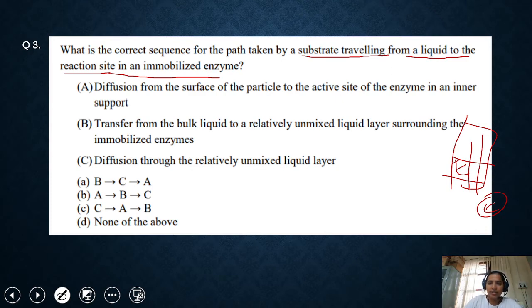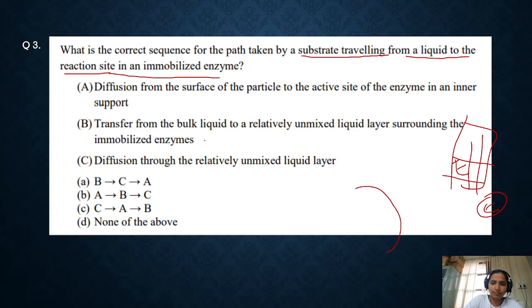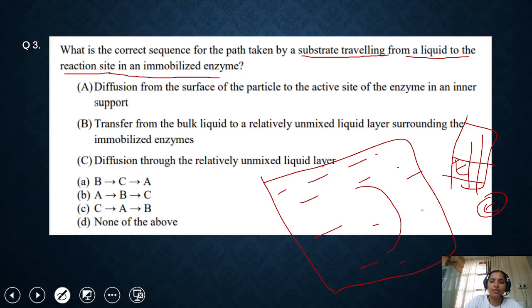So let's read the options, then we have to arrange them in a sequence, means which process is occurring first and after that which one is occurring. So let's read option A. Diffusion from the surface of the particle to the active site of the enzyme in an inner support. Now let's read the second one. Transfer from the bulk liquid to a relatively unmixed liquid layer surrounding the immobilized enzyme. And third option is diffusion through the relatively unmixed liquid layer. So it means this is a liquid in which you have substrate and then you have enzyme.